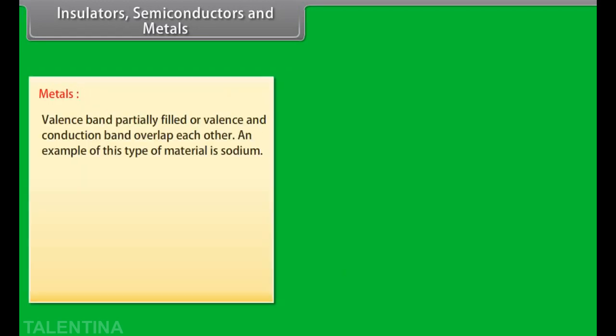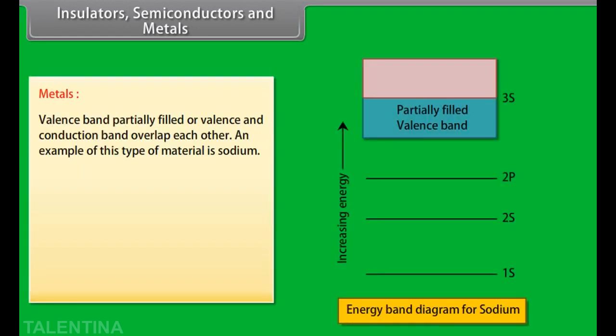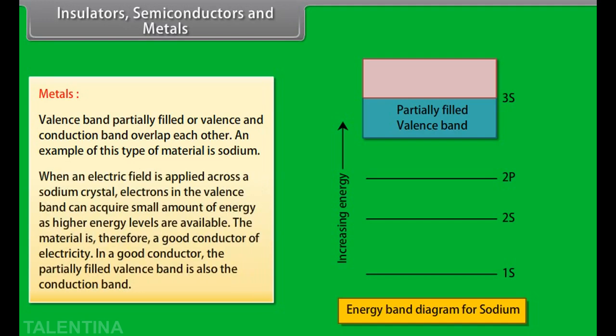Metals. Valence band is partially filled or the valence and conduction bands overlap each other. An example of this type of material is sodium. When an electric field is applied across a sodium crystal, electrons in the valence band can acquire a small amount of energy as higher energy levels are available. The material is, therefore, a good conductor of electricity. In a good conductor, the partially filled valence band is also the conduction band.